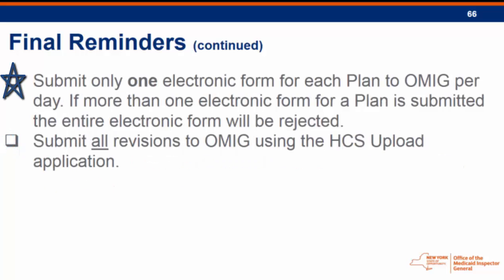Submit only one electronic form for each plan to OMIG per day. If more than one electronic form for a plan is submitted, the entire electronic form will be rejected. This item is extremely important. If a retroactive disenrollment notification has been overlooked, save the disenrollment for the next day. Submit all revisions to OMIG using the HCS upload application.